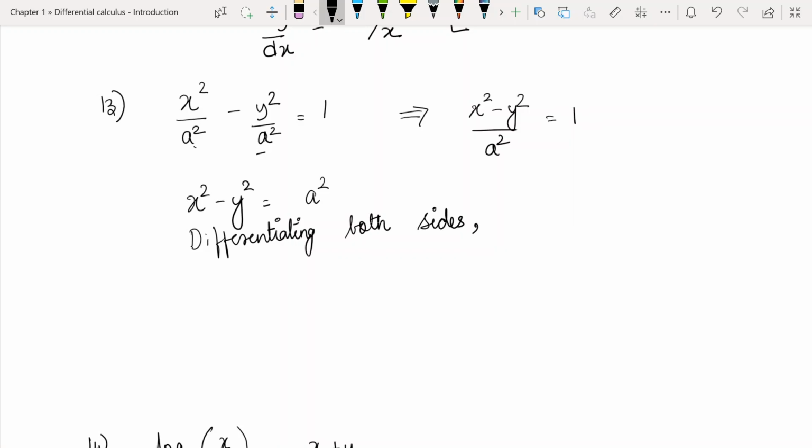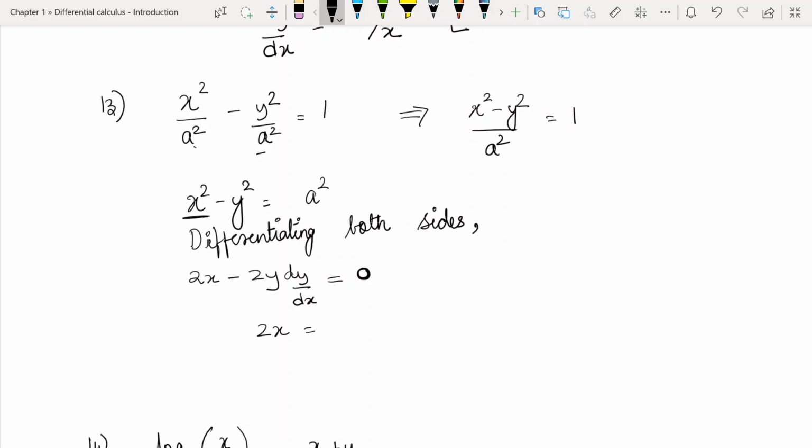When I differentiate both sides, differentiate each and every term slowly and patiently. First, the x square term. X square differentiation is 2x. Y square differentiation is again 2y. Okay, the minus as it is we have to put. Now remember, whenever we differentiate the y term, it will always be accompanied by an additional dy by dx. Now this is equal to differentiation of a square is nothing but 0.